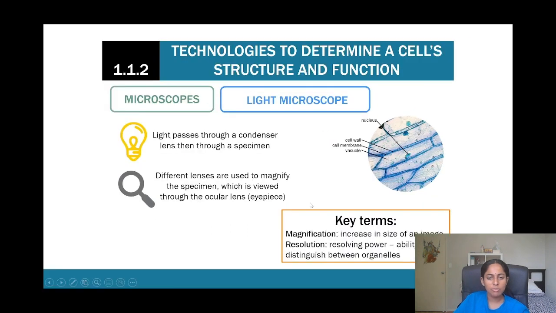The key terms that you'll be needing to know today are magnification as well as resolution. Like I said, magnification is just increasing the size of the image because you're going close up, and resolution is the ability to distinguish organelles, so the clarity within a microscope.